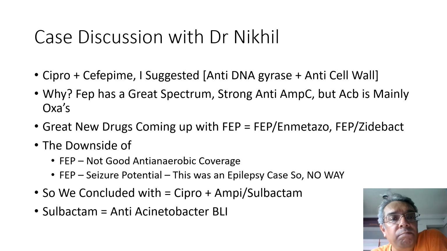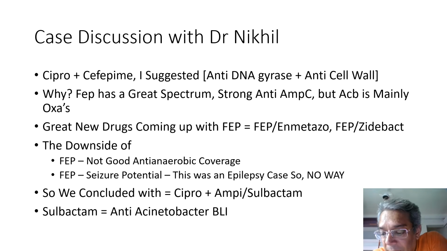So we thought, okay, let us try Cipro and Cefepime, as you had seen in the previous report. I suggested it because it's an anti-DNA gyrase drug along with an anti-cell wall agent, so it will be a good synergistic combination. So why did I choose Cefepime? Because Cefepime has got a great spectrum. Now this choice of Cefepime I had given before I discussed the case with Nikhil. All right, so Cefepime is a good drug. It's got a good spectrum.